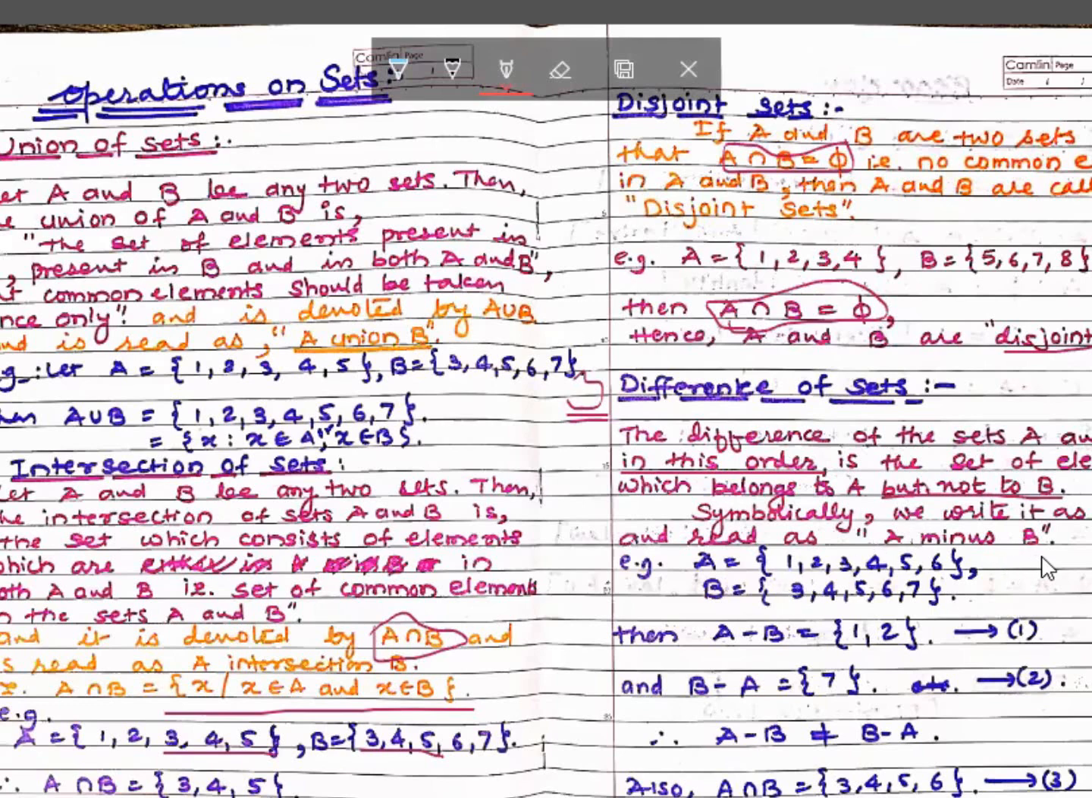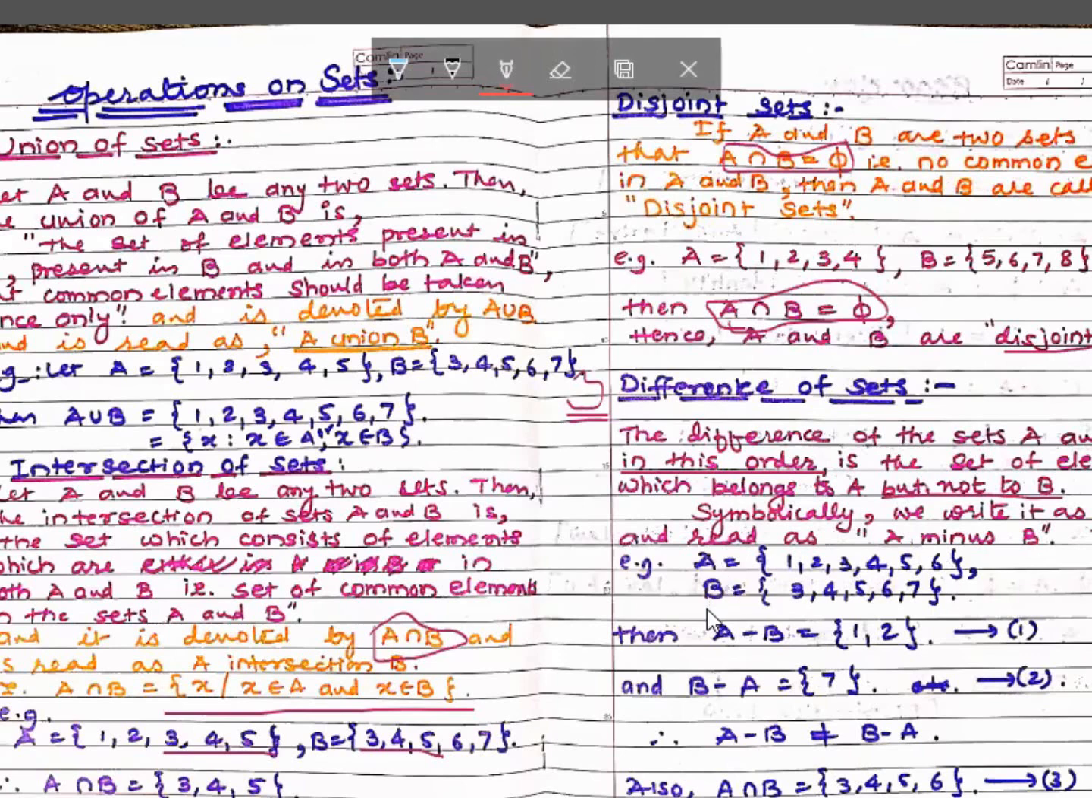So the symbolic notation for A minus B is as usual. We just put the minus sign between these two sets A and B. So A minus B is the required set. So how to calculate A minus B? By definition, let's see.